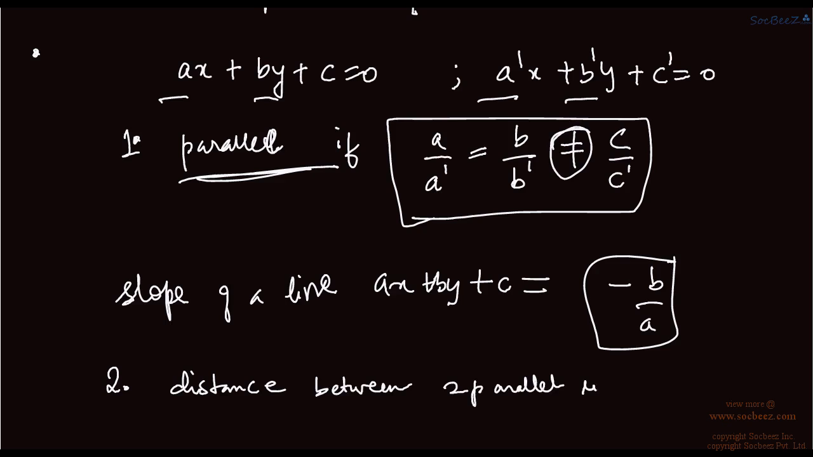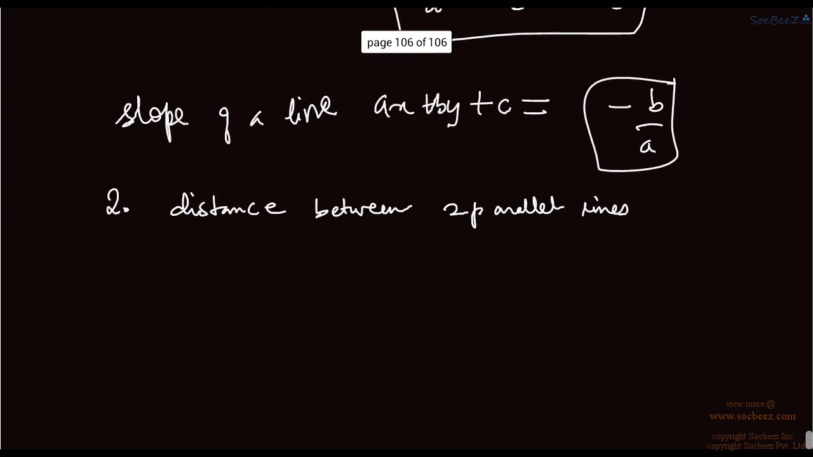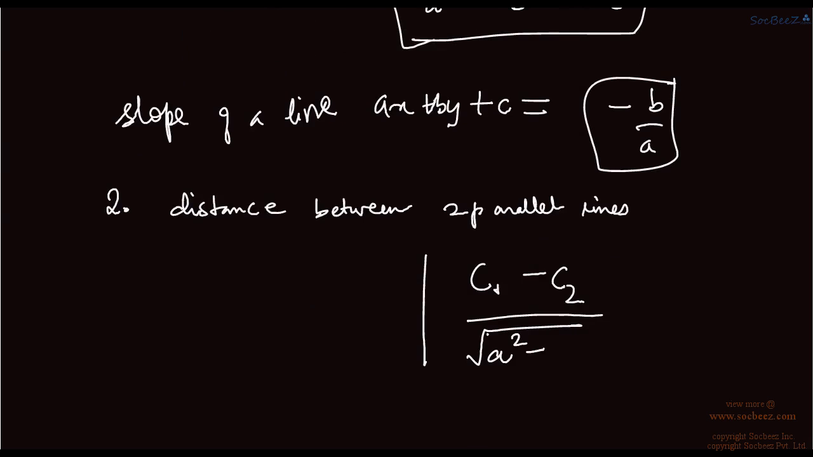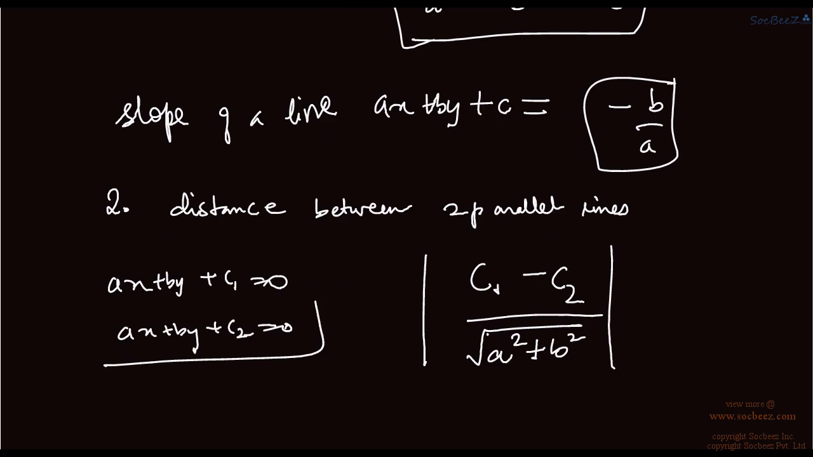Distance between two parallel lines. It is given by mod of C1 minus C2 over root of A square plus B square. Of course, C1, C2 are what? The lines are AX plus BY plus C1 is equals to 0 and AX plus BY plus C2 is equals to 0.